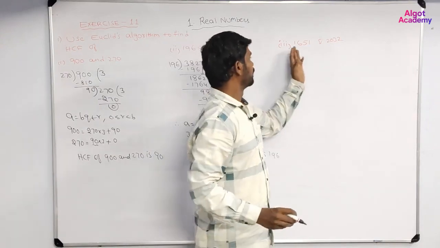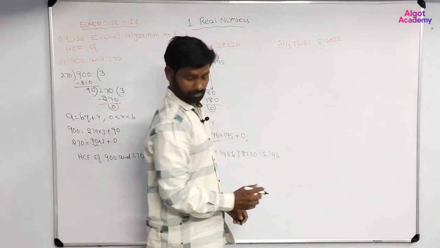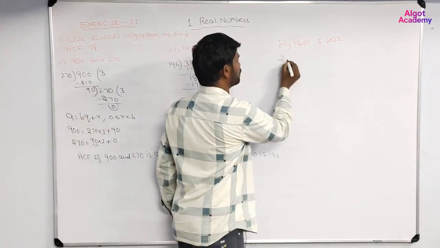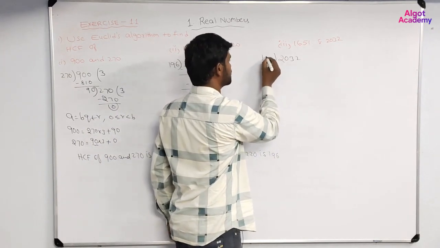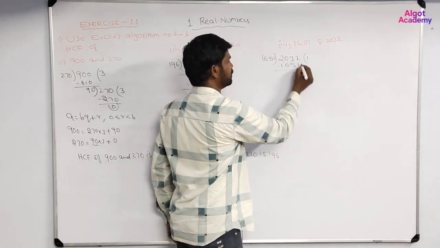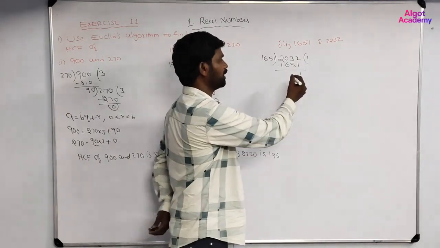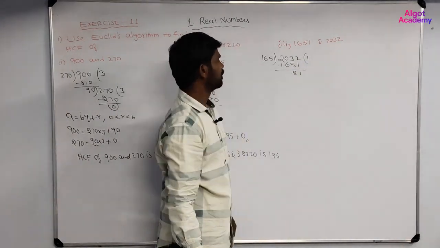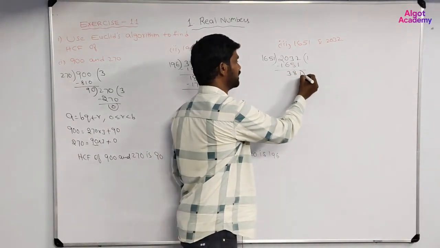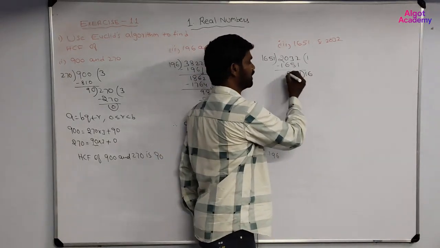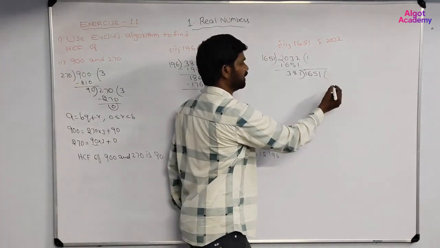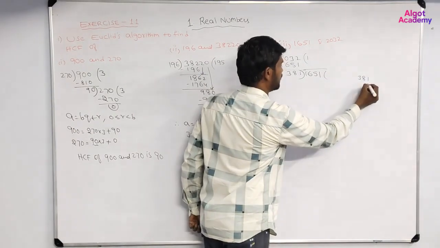Okay, next question, 1651 and 2032. 2032 divided by 1651. 1651 once is 1651. 2 minus 1 is 1. 13 minus 5 is 8. Okay, next 9, here it is 9. 9 minus 6 is 3. So 381 becomes the divisor and 1651 is the dividend. Now let us check 381.